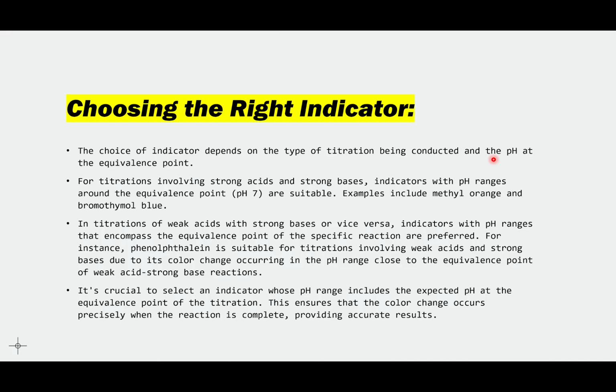In titrations where we have weak acids with strong bases, or vice versa, strong bases with weak acids, indicators with pH ranges that encompass the equivalence point of the specific reaction are preferred, right? For instance, phenolphthalein is really suitable for titrations involving weak acids and strong bases due to its color change occurring in the pH range close to the equivalence point of a weak acid strong base reaction.